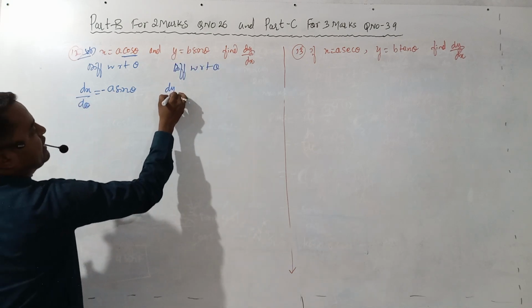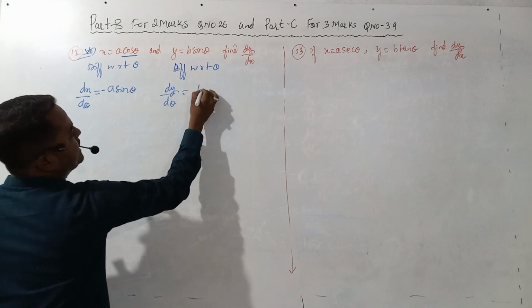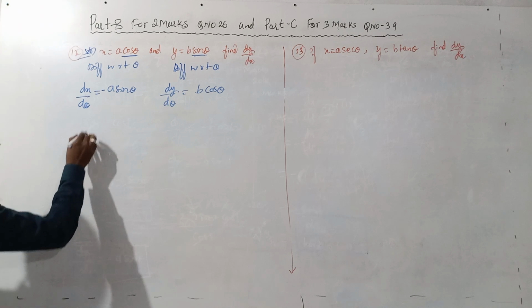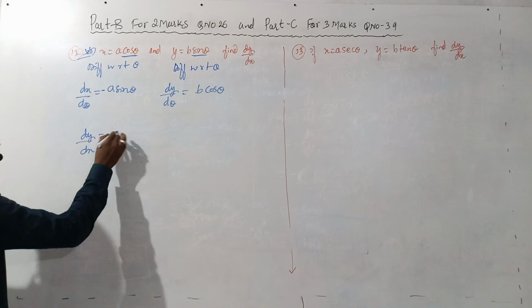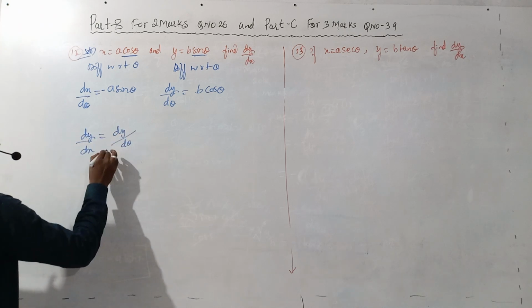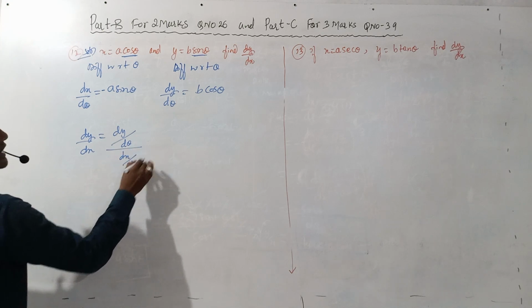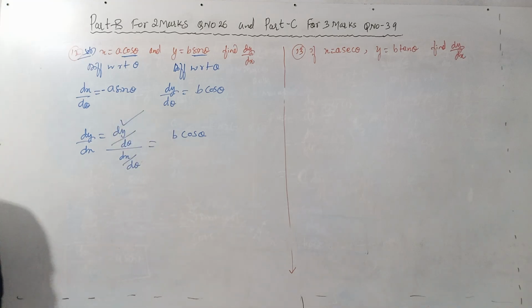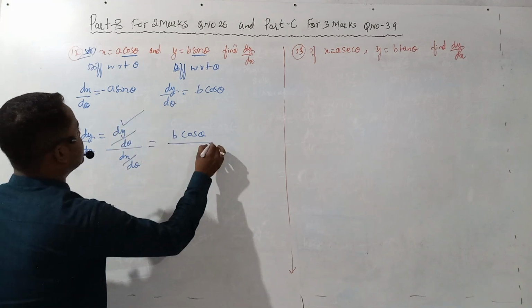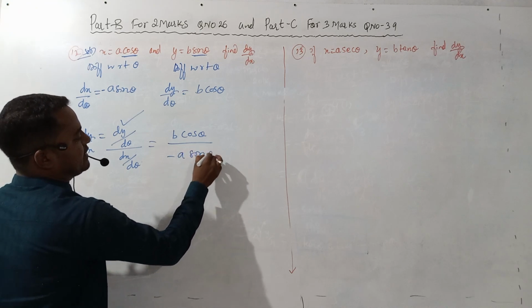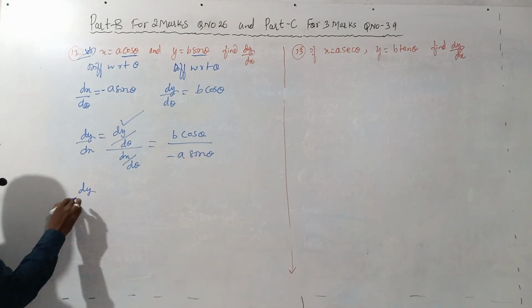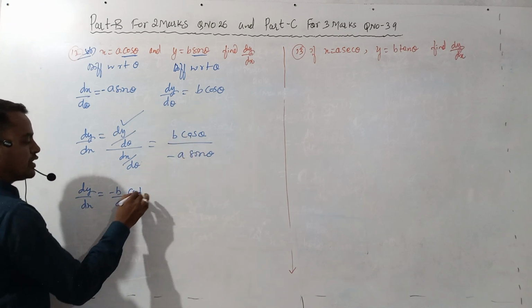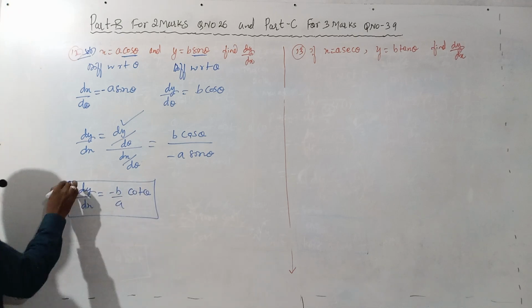Now differentiate y with respect to theta. dy by d theta is b as it is times the derivative of sin, which is cos theta. Now dy by dx is equal to dy by d theta divided by dx by d theta, that is b cos theta divided by minus a sin theta. Now dy by dx is equal to minus b by a, and cos by sin is cot theta. So this is the solution of the problem.